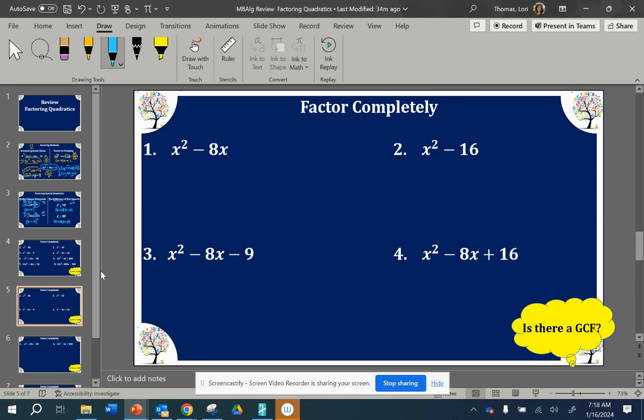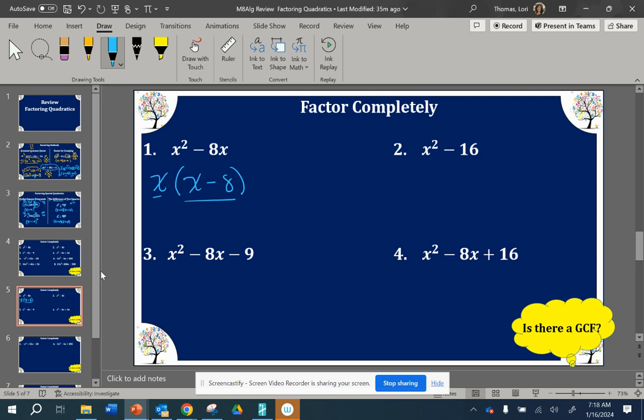Number 1, there is no c value. We do have a GCF of x. We factor out the x, and we have x minus 8. This is a linear binomial, so I can't factor it anymore. And these are our two factors.